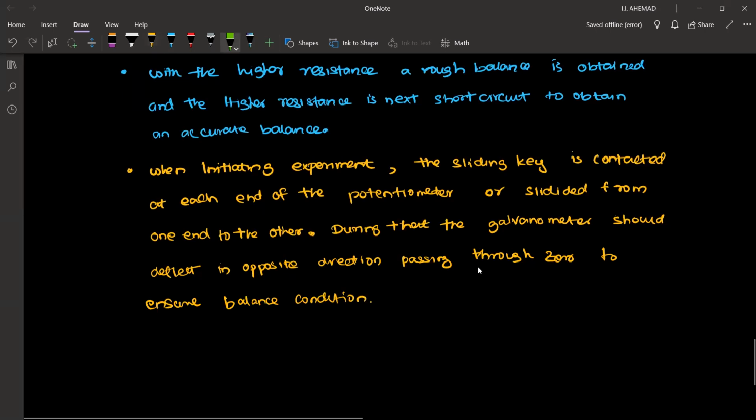So you can do two things, okay? You can either bring into contact one end and the other end only, or you can slide. So both of them are the same. When you do that, the galvanometer should deflect initially on one side, and when you bring it to the other end, it should go to the other side. So it will go through zero, right? So you know that there is a balance condition in between somewhere. Okay, is that point clear?